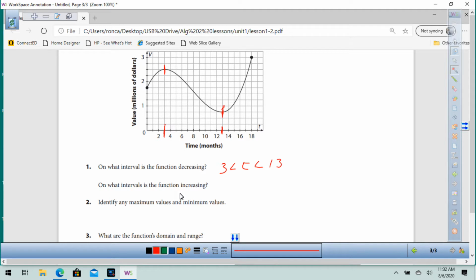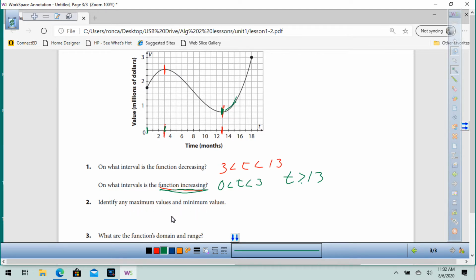Next it says, on what interval is the function increasing? Well, it starts out at 0 and it goes to 3, so 0 is less than t is less than 3. At 3 it goes down, but here it starts going back up, so 13 is less than t, or you could write it as t is greater than 13.